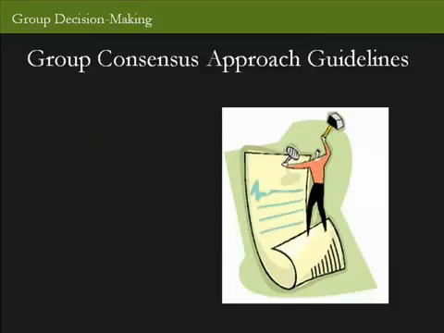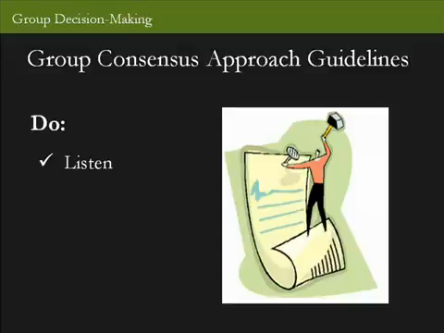Now let's look at the guidelines that you can follow to help your organization use the group consensus approach effectively. Effectiveness in communication is of paramount importance in the consensus decision-making process. You can enhance your group communication by paying attention to the following do's and don'ts.